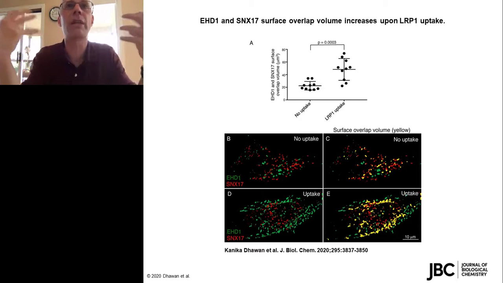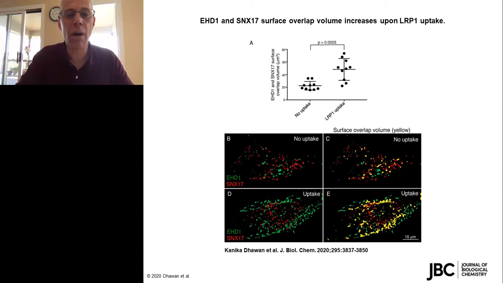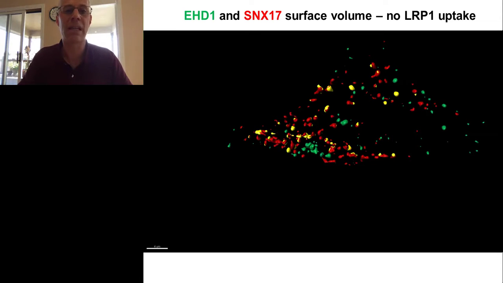So we're removing the non-membrane bound cytosolic haze of these proteins. And what you can see with no uptake compared to uptake is that there's a lot more yellow shown on the bottom right compared to the top right. And that means that we're having more overlap between EHD1 and SNCC17 when we induce receptor-mediated uptake.